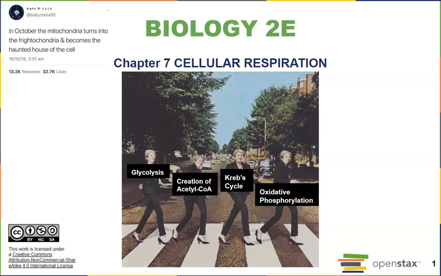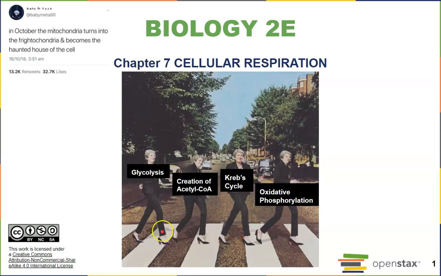Hello, in this video we are going to talk about Chapter 7, Cellular Respiration, and the steps that are included in cellular respiration and where it occurs and how it can be different for different situations. So what you're looking at here is a meme that I created with the major steps involved in cellular respiration.